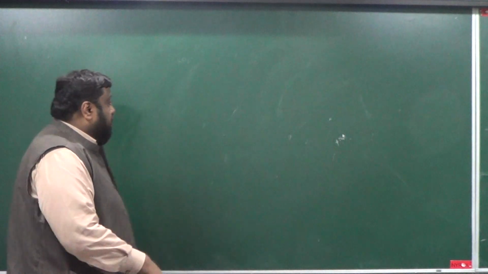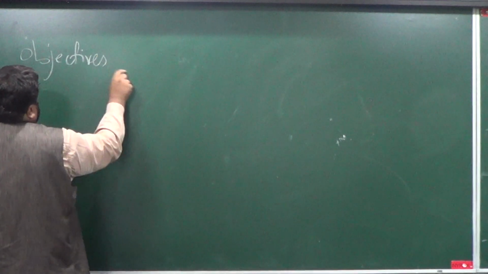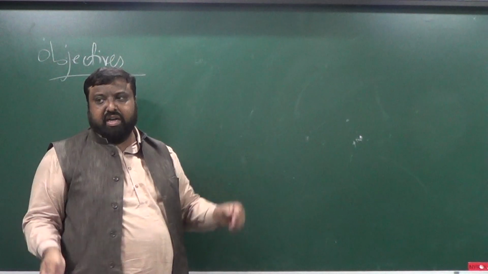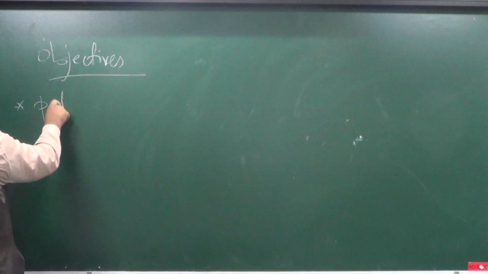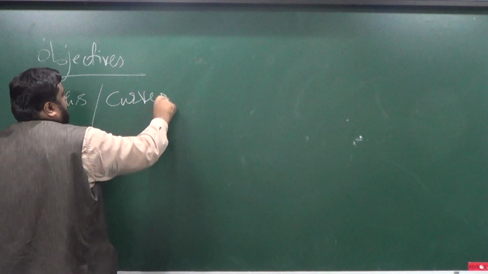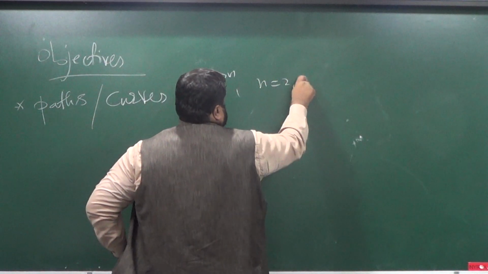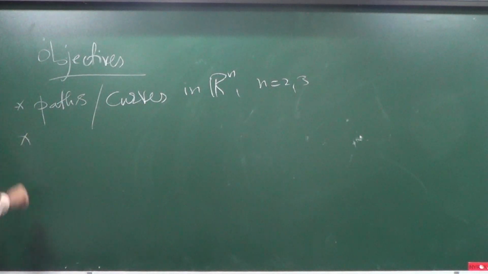So the objectives for these chapters are very interesting. And I'm telling you because you should know where we are heading. The things that we are doing, there is a purpose behind it. So how will we start? We'll start our discussion with paths and curves in Rn, in particular in 2 and 3 dimensions, practically, to look at the things.